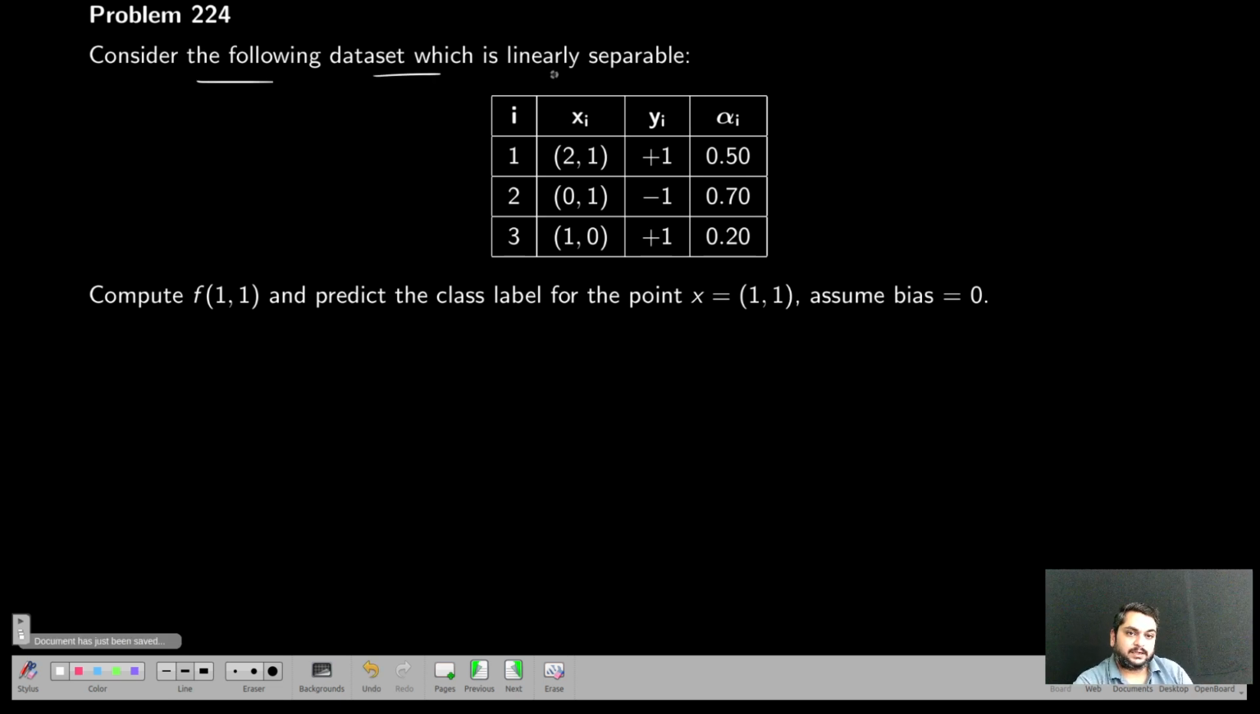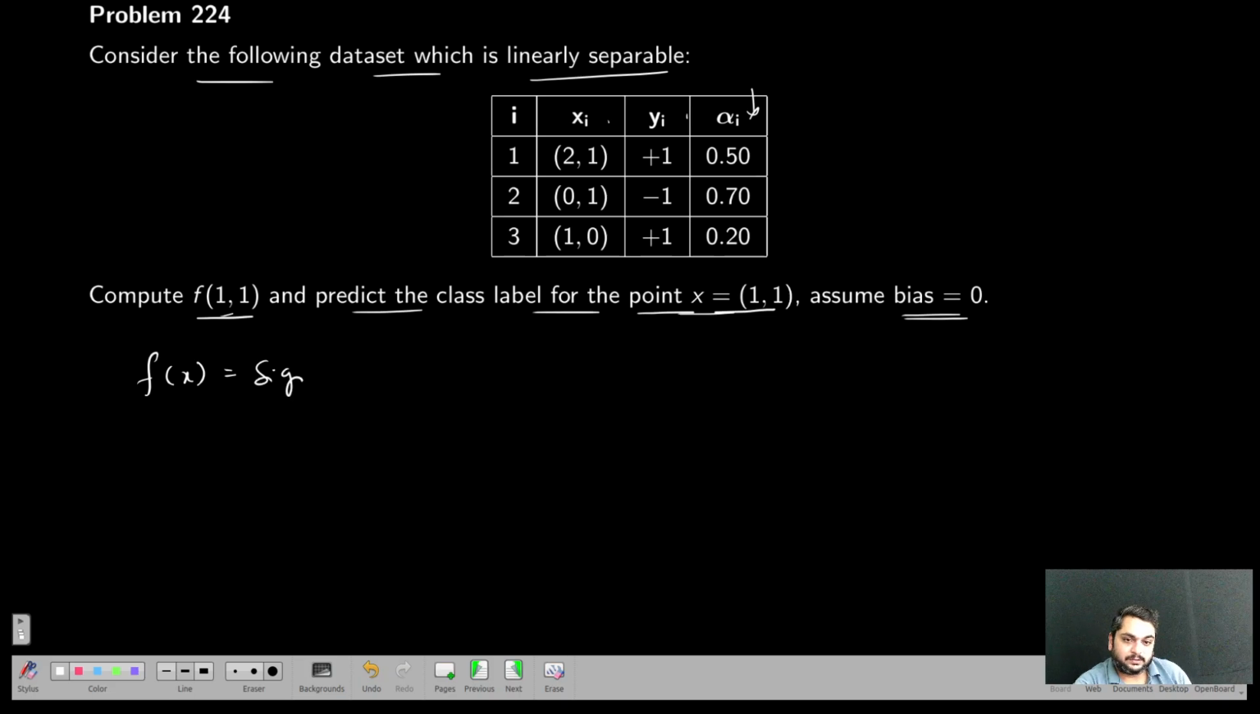Consider the following data set which is linearly separable. They give the data xi, yi and the support vector information alpha i. Compute f(1, 1) and predict the class label for the point x equal to (1, 1), and the given bias is 0. That means the intercept is 0. So what do you have to find? For this new point, you have to find the sign, which is W transpose x plus b.